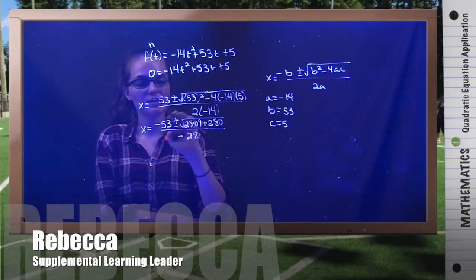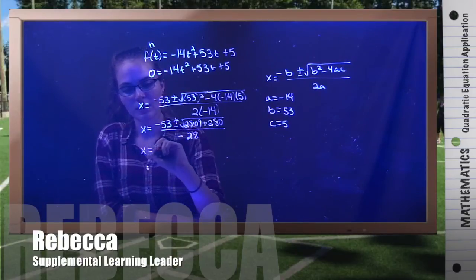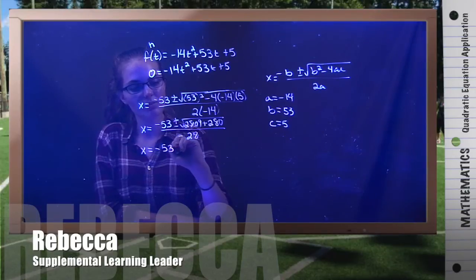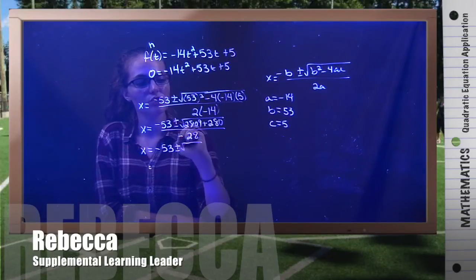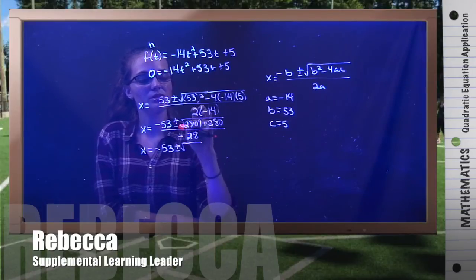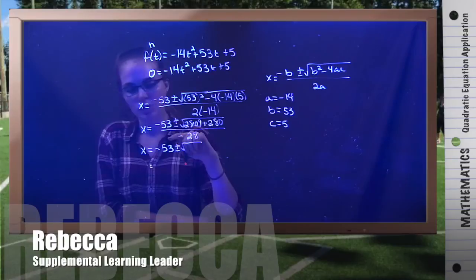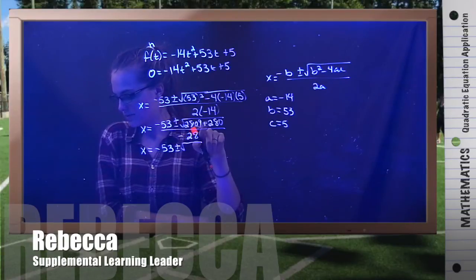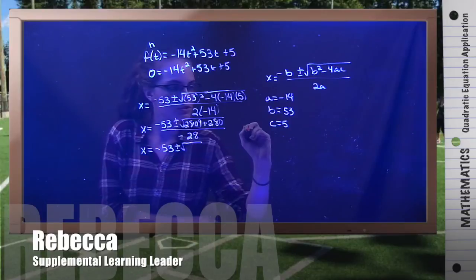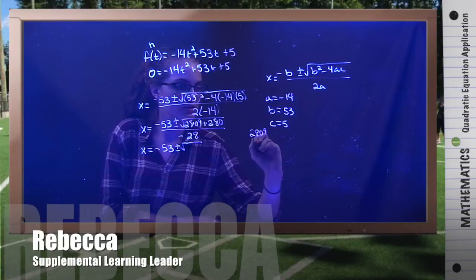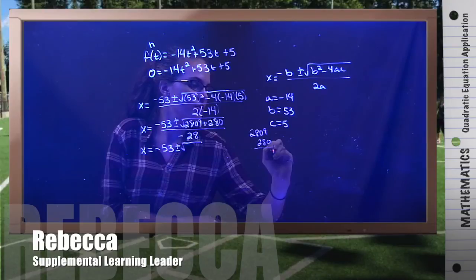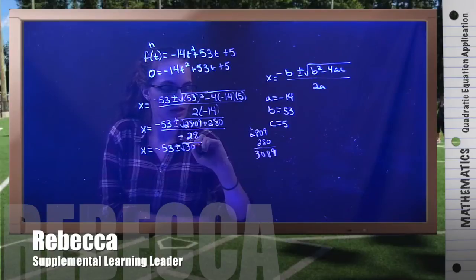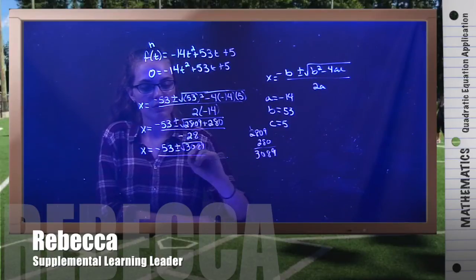Okay, now we can simplify underneath the radical. And also because this is a word problem, it makes a little bit more sense to use a decimal. So instead of just simplifying, I'm actually going to plug this into a calculator. So when you add these together, 2,809 plus 280, you get 3,089, over negative 28.